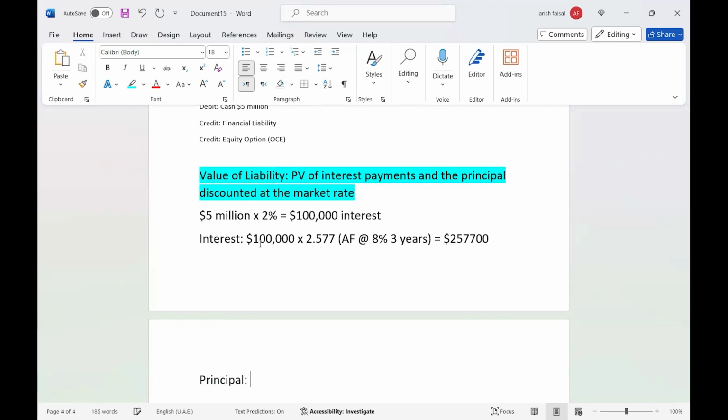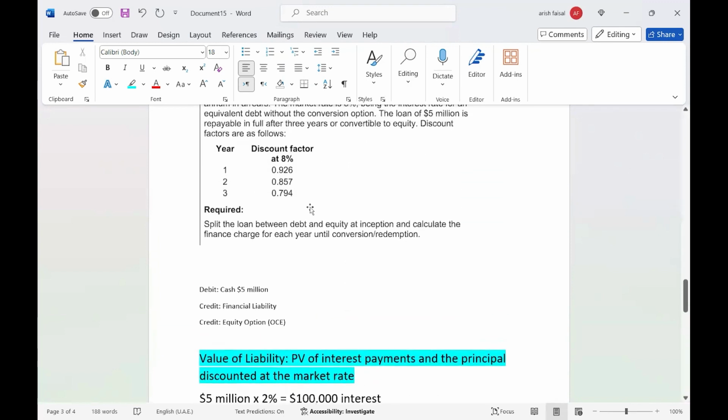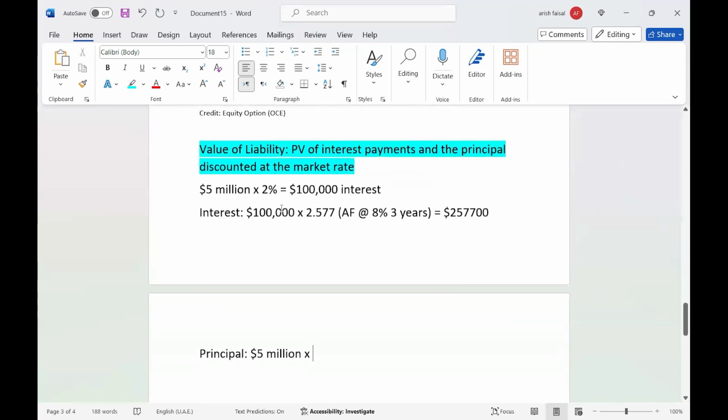And as far as the principal is concerned, it's not an annuity. It's actually 5 million, and you will take the discount factor for it. The discount factor is already given to you in the question. For the third year, it's 0.794. So you will multiply it by 0.794, which is the discount factor at 8 percent for the third year.